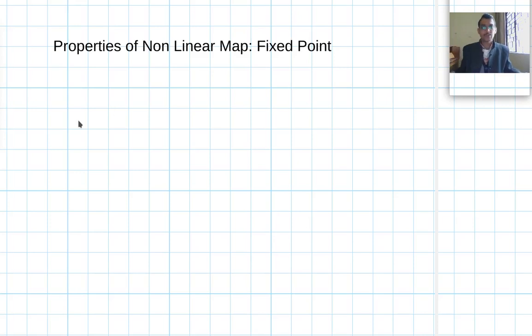So today I'm going to talk about the properties of nonlinear maps. In this lecture I will talk about only one property, that is the fixed point in the logistic map, or the simple map. So to discuss the first property, that is the fixed point in a logistic map, consider a logistic map.